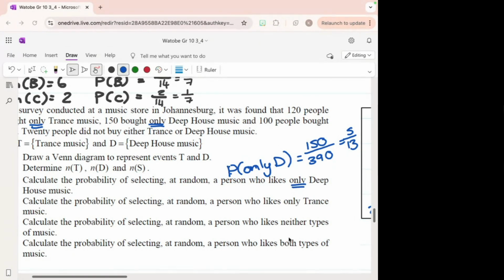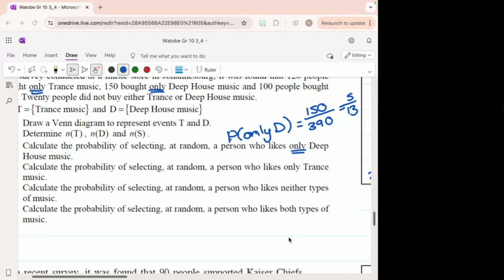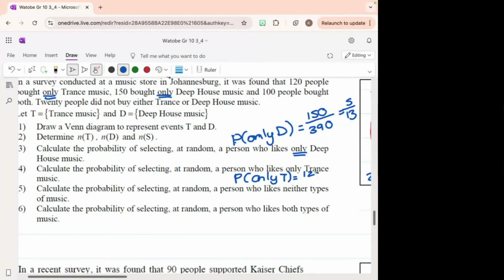Calculate the probability of selecting at random a person who likes only trance music. So P of only T. We saw that. What was the P of only T? It was 120 over 390. Put that on your calculator for me, please. Do we get 4 over 13? Thank you.